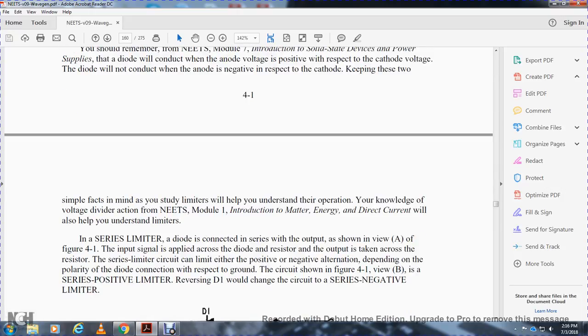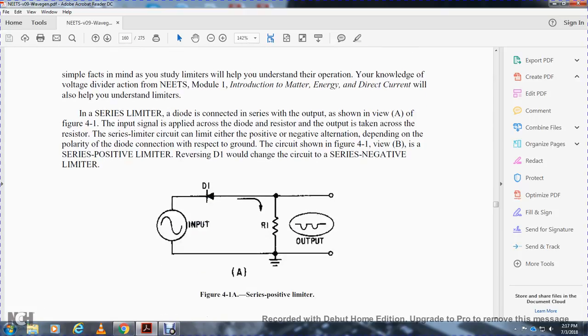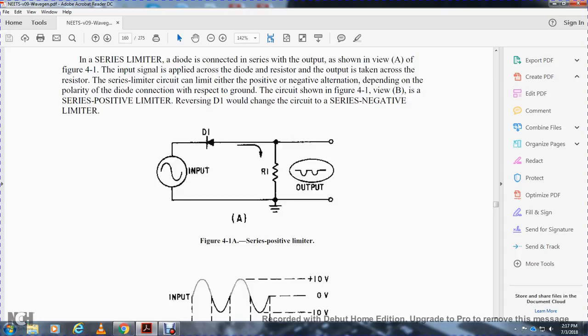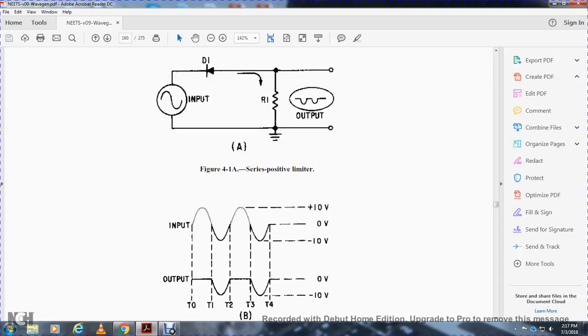In a basic series limiter, the diode is connected in series with the output, as shown in view A of figure 4-1. The input signal is applied across the diode and resistor, and the output is taken across the resistor. A series limiter circuit can limit either the positive or negative alternation, depending on the polarity of the diode connection with respect to ground. The circuit shown in view B of figure 4-1 is the series positive limiter. Reversing diode 1 would change the circuit to a series negative limiter. Figure 4-1 shows the series positive limiter, with input going through diode 1 into resistor 1, giving the negative alternation at the output.